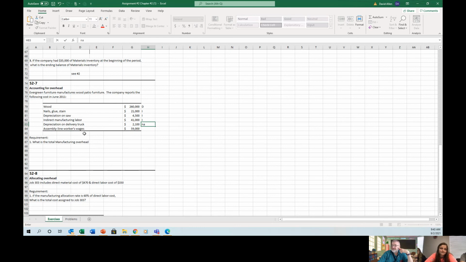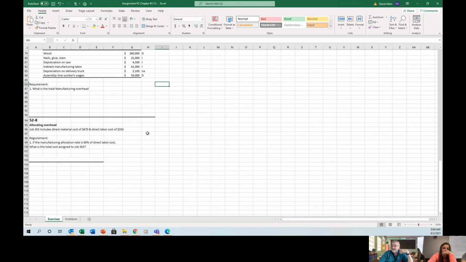And then the assembly line workers' wages, is that direct or indirect? Direct. That's direct labor, so we're going to put direct in there. The requirement for this is what is the total manufacturing overhead? All you have to do is go through and add the indirect costs, because that's manufacturing overhead. If it's a direct cost, it's not overhead. And the depreciation on the delivery truck doesn't apply to manufacturing. So you just go through and add those three together.